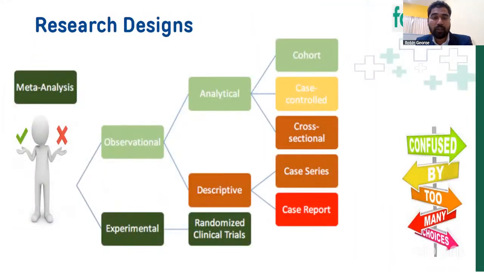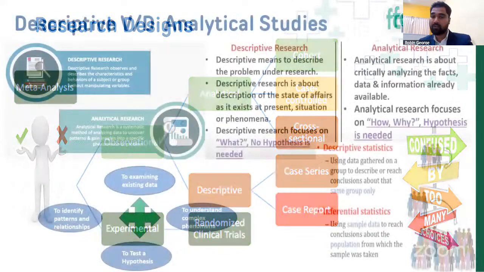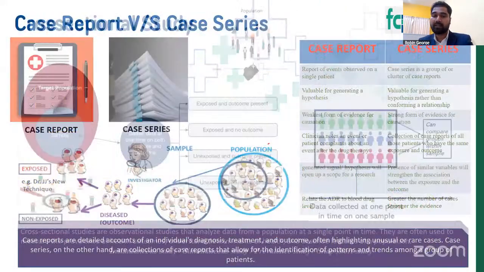Here we can see the observational studies are divided into descriptive. Under descriptive, we have case report and case series. Again, observational study is divided into analytical. Under analytical, we have cross-sectional, case control, and cohort. So all these five have been finished: case report, case series, cross-sectional, case control, and cohort. So now what do we have to do? We have to study the experimental study designs, that is randomized control trials and meta-analysis.